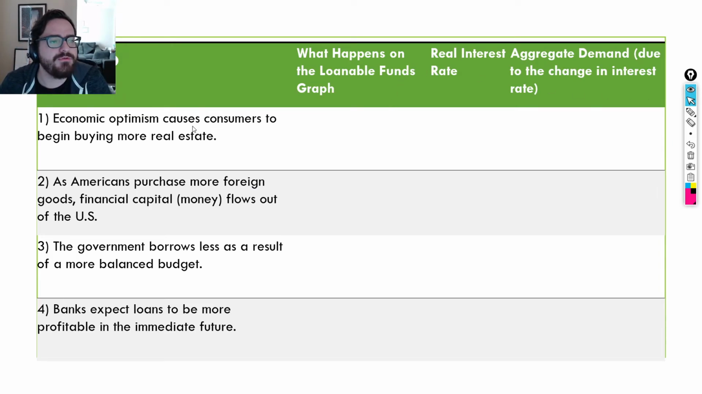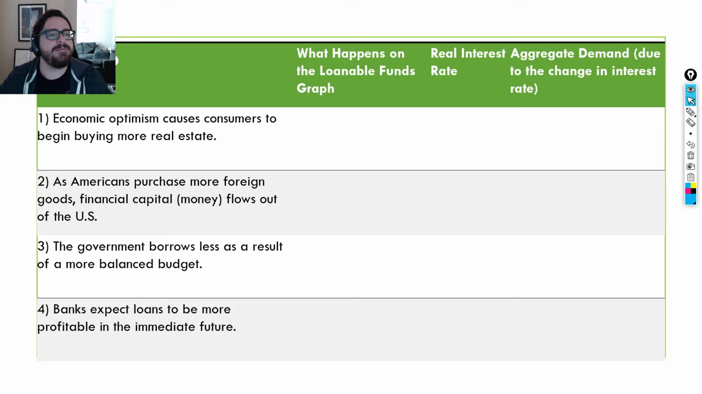So, go through these 4 scenarios, try and figure out what happens on the loanable funds market graph, what will happen to real interest rate, and then think, based on the notes from the last video, what will happen to aggregate demand as a result of the change in interest rate. Interest rate's going to change, real interest rate will change. What will happen to aggregate demand as a result? Okay, ready, steady, go. And pause the video so that you have time to do that.